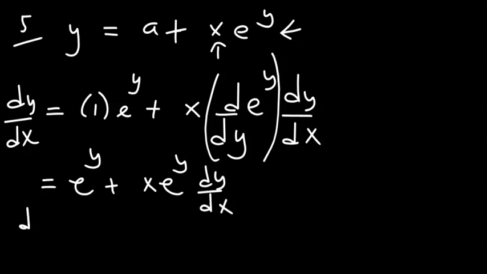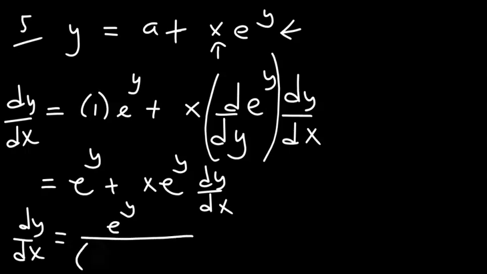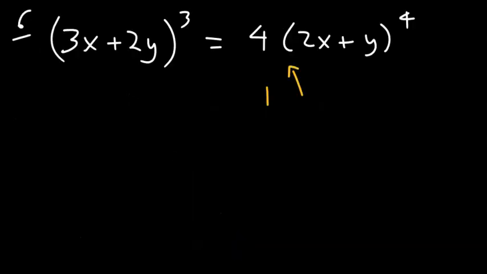Now let's write down dy/dx, which is just e to the power y over 1 minus x e to the power y. And that is the dy/dx that we seek. What about this expression? How do you find dy/dx for it?